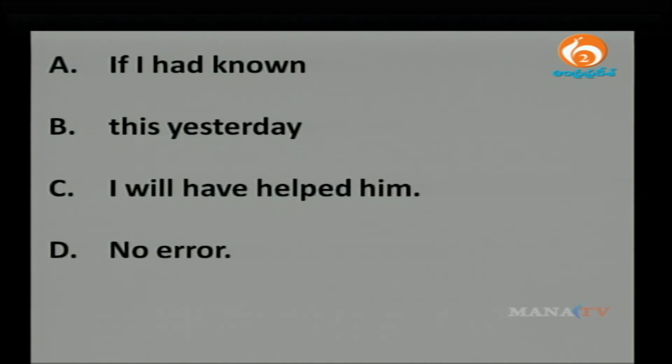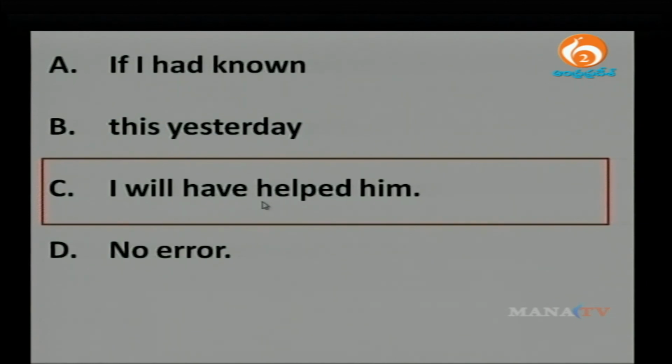If I had known this yesterday, I will have helped him. Now, stem A and stem B should give you the hint which one is incorrect. So, stem C is incorrect. It says if I had known, had means past tense, yesterday is past tense, but here it is future tense. So, if I had known this yesterday, I would have helped him. So, option C is the answer where the mistake is.